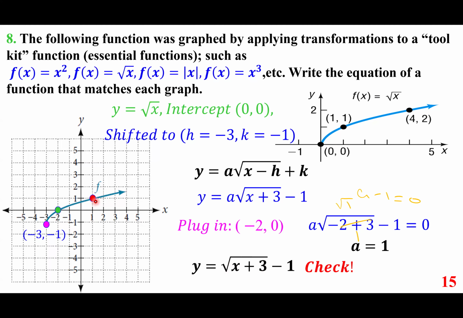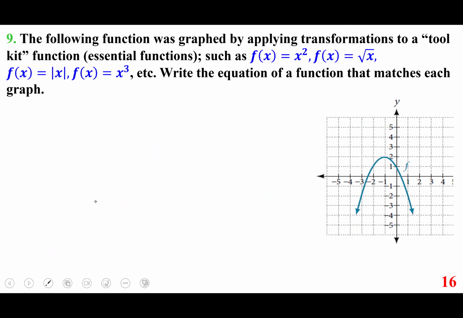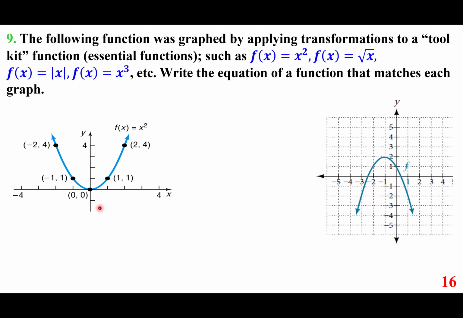So having said that, let's look at this example. Again, the following function was graphed applying one of those essential functions. Write the equation of a function, and obviously this is a parabola, and everybody knows that this is the general form of a parabola with the vertex being at 0, 0, but it's no longer there, and so has a new location. So 1 to the left, 2 up, -1, 2 is the location of a vertex, everybody.